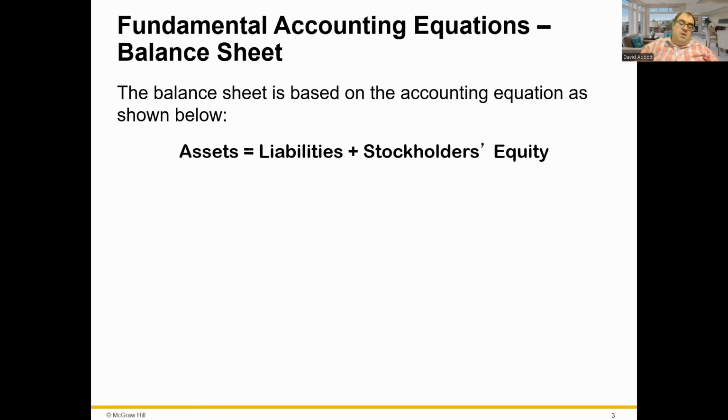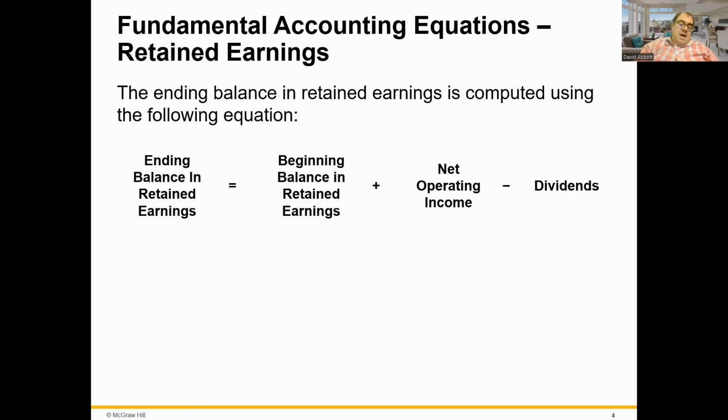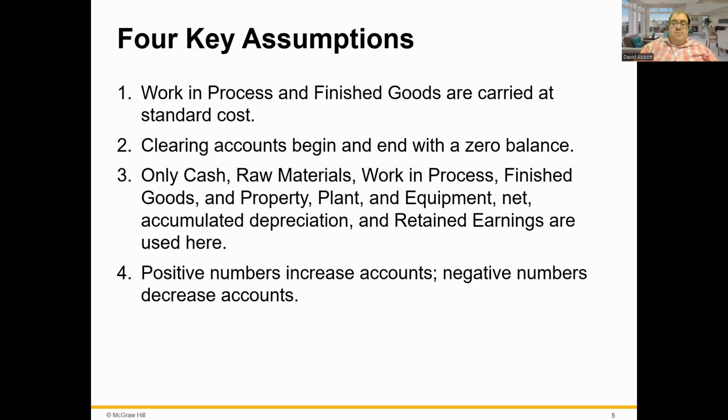So that's the accounting equation. And that's important when we start working on the rest of this. And so our retained earnings, then, we can get that by calculating the ending balance of retained earnings by taking our beginning balance that we had in retained earnings, adding to it our net operating income for the period, and then subtracting out our dividends.